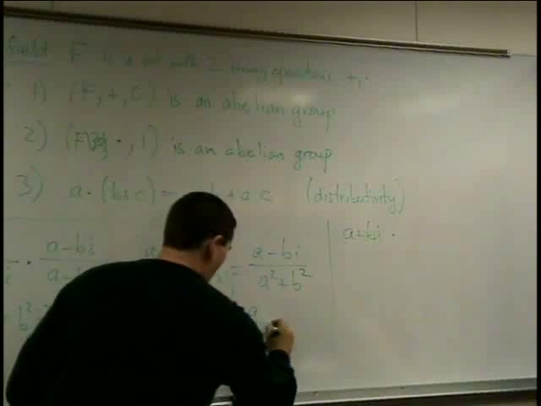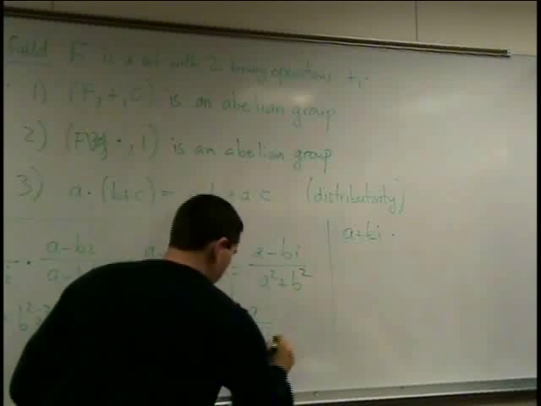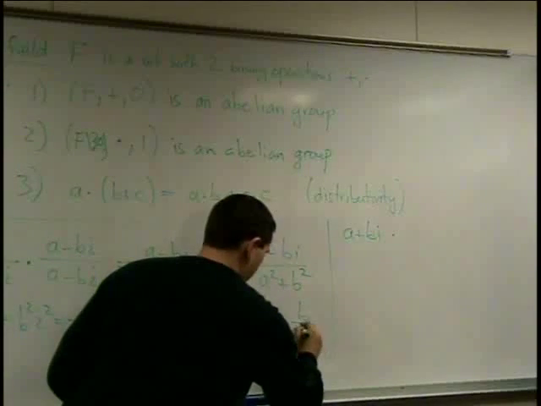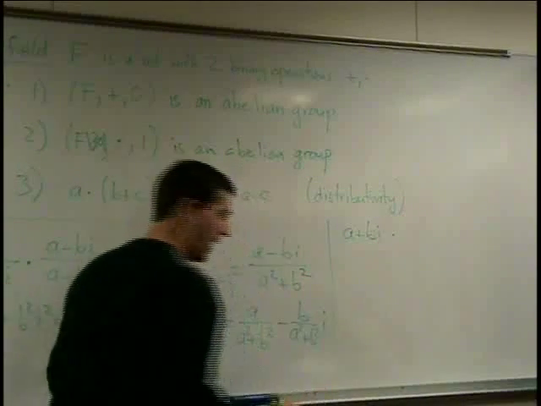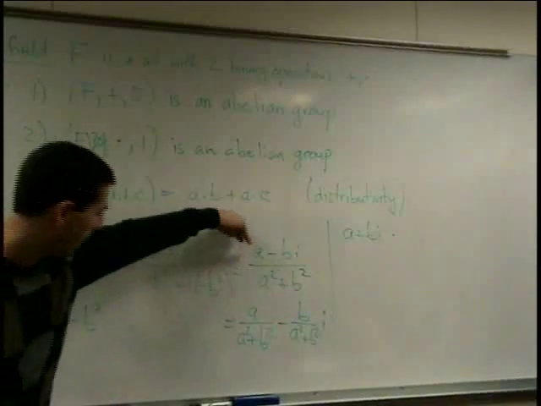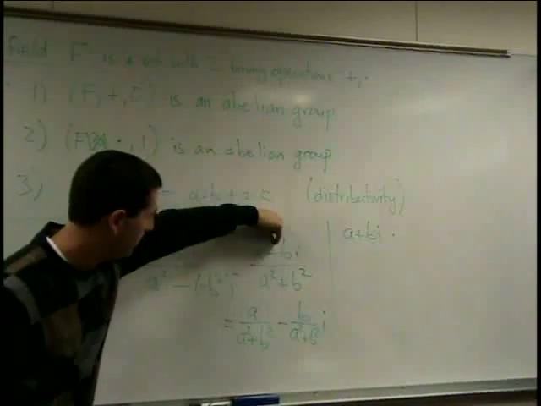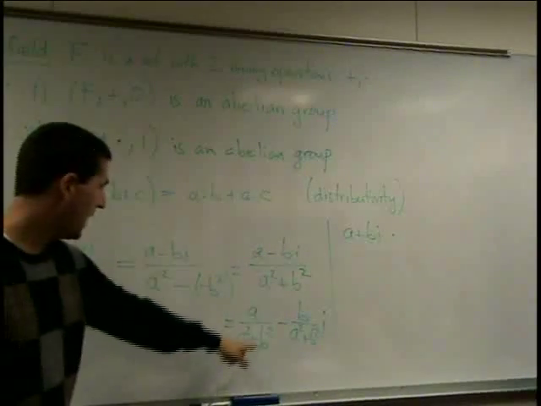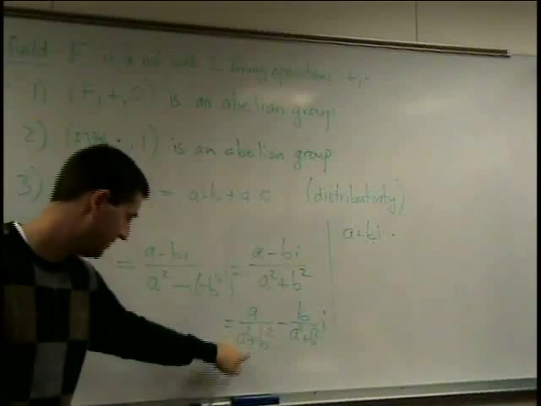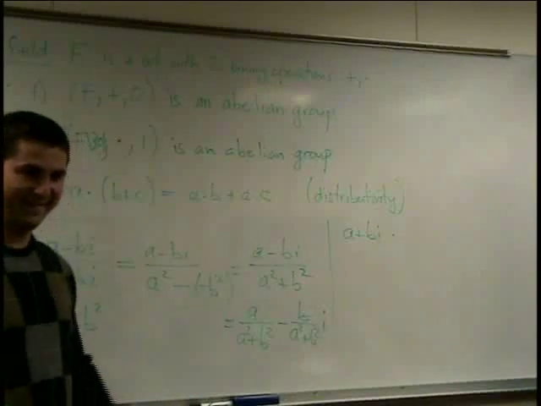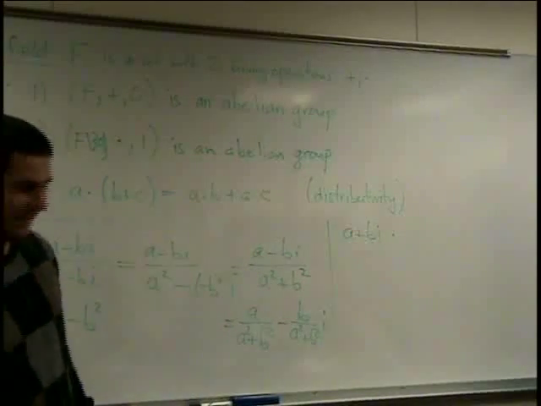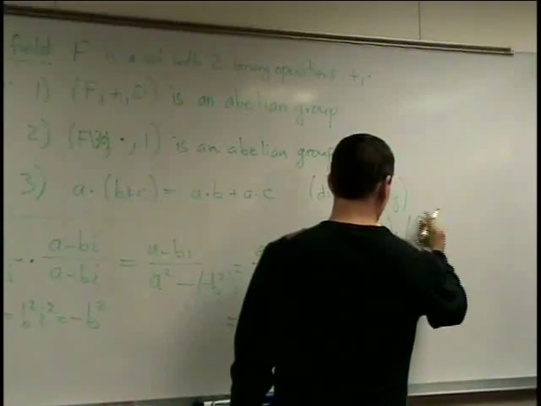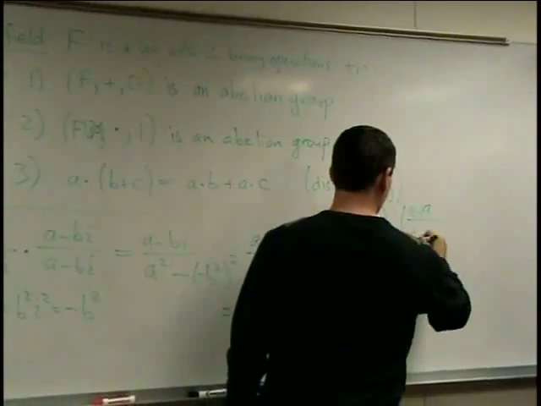I write it as a over a squared plus b squared minus b over a squared plus b squared times i. It's the same thing, right? When you have a fraction, you can split up the numerator. So I'm supposed to multiply a plus bi times this thing, and it's supposed to come out to be 1. Are the odds good? They better be. Why not? Let's check.